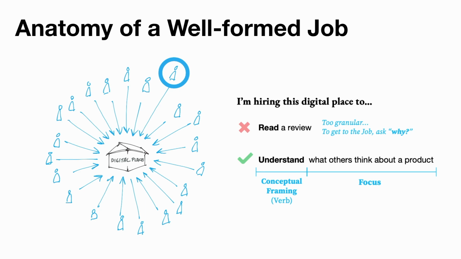So if you can go and find out what all these jobs are, that's how you can get to an archetype. What makes a well-formed job is this verb, the conceptual framing, understand for instance, and then the focused statement, which is what others think about a product. That's the kind of thing you want to get to when you get to a job. Download isn't the job. Why they're downloading is the job.